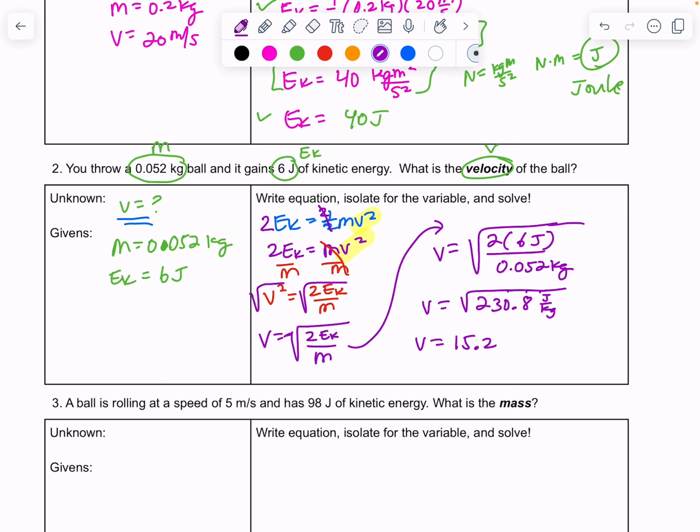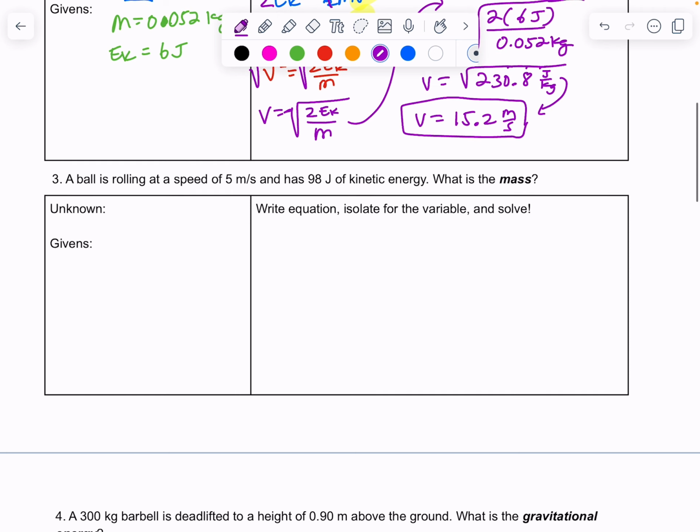And don't worry so much about being able to manipulate from joules to kilograms here, but you know that velocity should be in meters per second. So then that should be your answer: 15.2. Number 3, this is still the kinetic energy page.